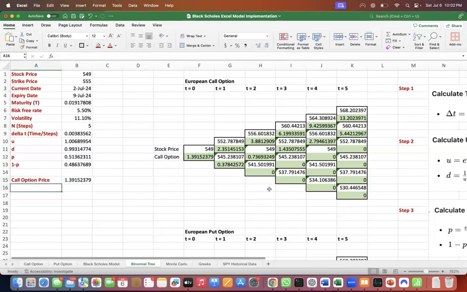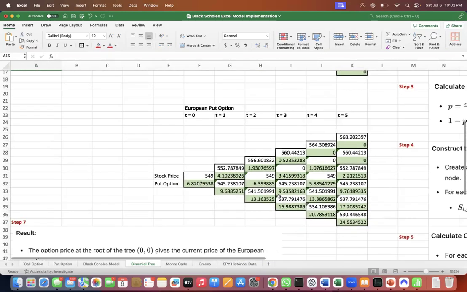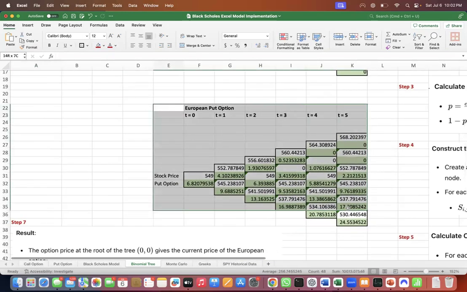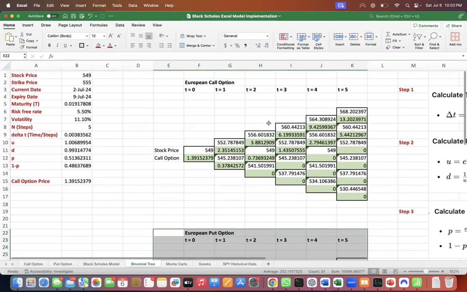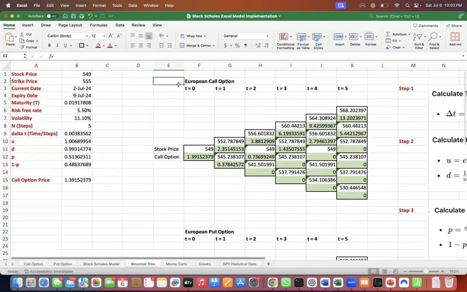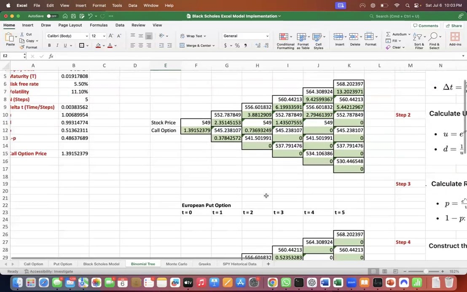Okay. And similarly, now let's see how we can do it for a European put option. But up till now, do you have any doubts, guys? Okay, I'll take that as no.